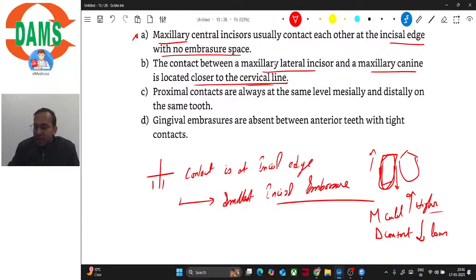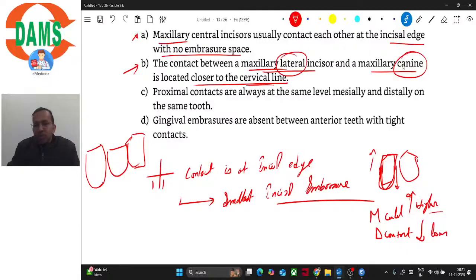Why am I saying distal side? Because on the maxillary lateral, its mesial contact would be with the central and the distal contact would be with the canine. So in this statement, though the distal is not mentioned, it is mentioned that the contact we are talking about is between lateral and canine. So it automatically becomes distal. So the contact between maxillary lateral and canine is situated closer to the cervical line.